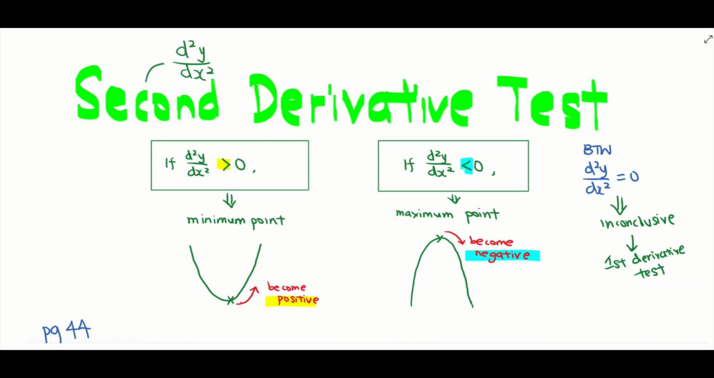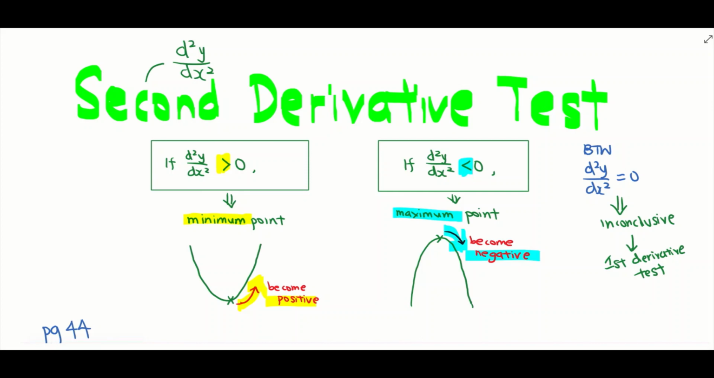Okay, we come to the second derivative test. This is just a summary. Basically, when your second derivative is positive, it means it's a minimum point, because after the point, it will go up, become more positive. Whereas for the other case, if the second derivative is negative, it's a maximum point, because after the point, it becomes negative.